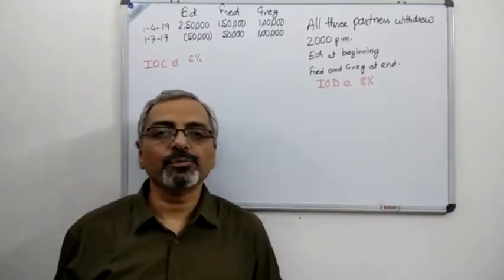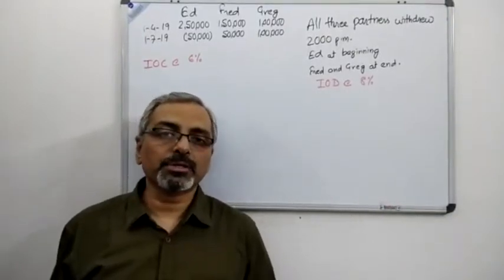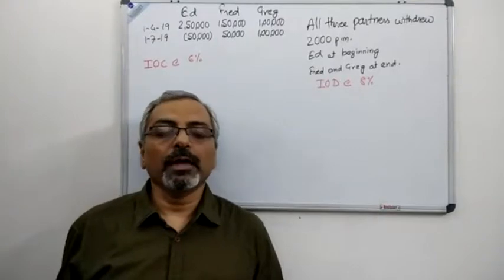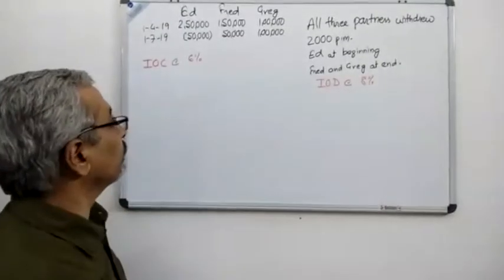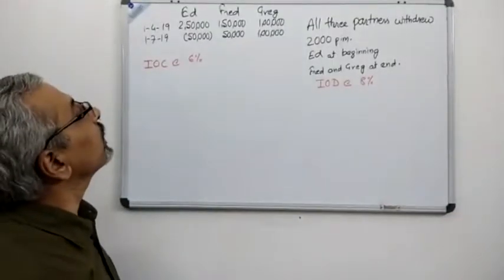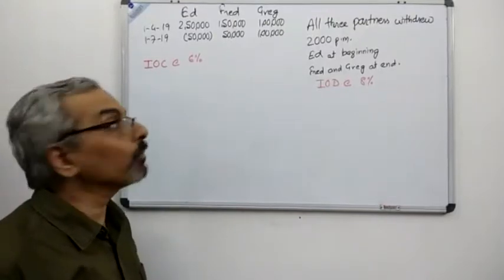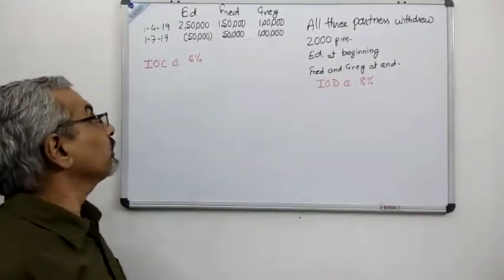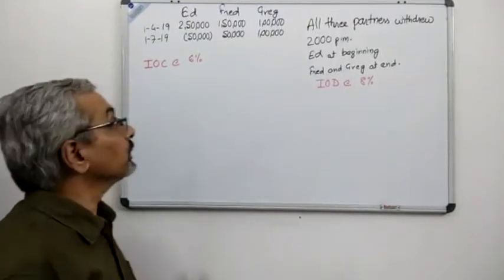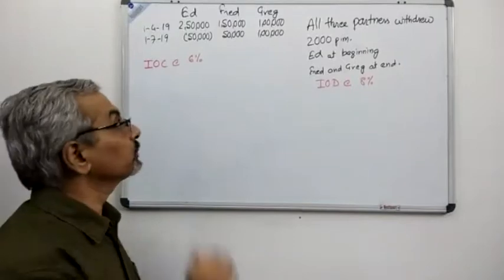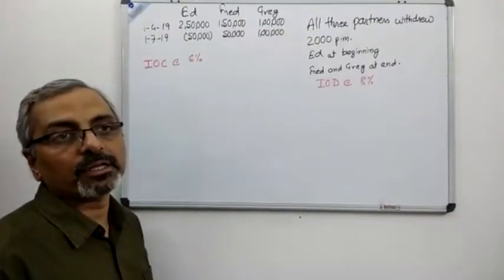Indirectly speaking, each partner will have 2 lakh as the capital, and it is also mentioned in the question that the excess will be withdrawn and the shortfall will be brought in. That has been shown over here. If you see very carefully, we have the partners, that is Ed, Fred and Greg, with capital of 2,50,000, 1,50,000 and 1 lakh, and you can see on 1st of July 2019, Ed has withdrawn 50,000, Fred has brought in 50,000 and Greg has brought in 1 lakh. Why have they done this? They have done this to make their effective capital 2 lakh.